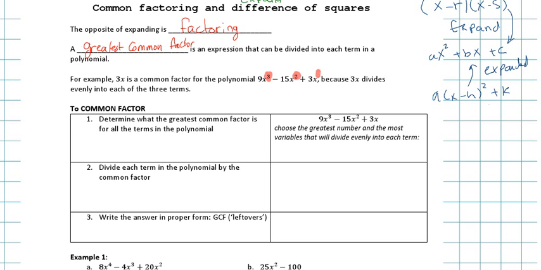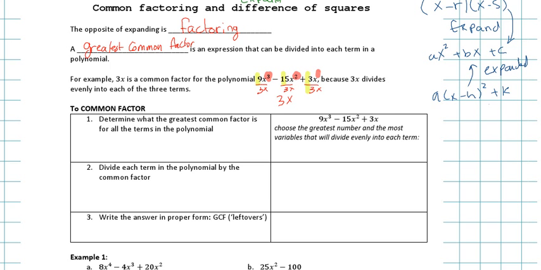Now, we also have to look at the numbers, 9, 15, and 3. What can I divide all these three numbers by? 3. So now, I have a 3 as a common factor, and I also have an x as a common factor. So that means I can factor out a 3x. Okay? So if I factor out a 3x, if I divide every term by 3x, I will get my simplified term, or my factored term. So let's look at this example.